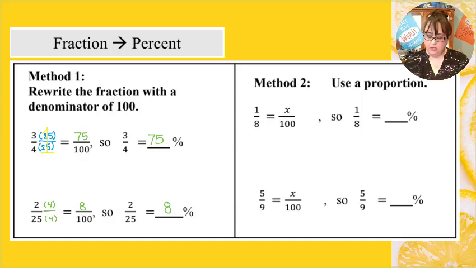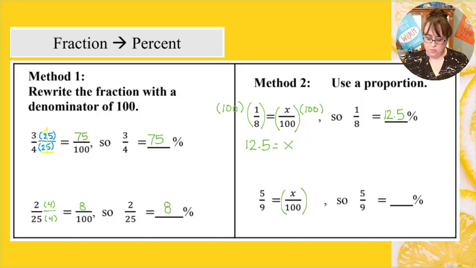Another way that we can do this is through proportions. So that means that I can look at a proportion and solve it using inverse operations. So if I am dividing by 100, I undo that with multiplying by 100, both sides. So this means 100 divided by 8 is 12.5. So I know that 1/8 is 12.5%.